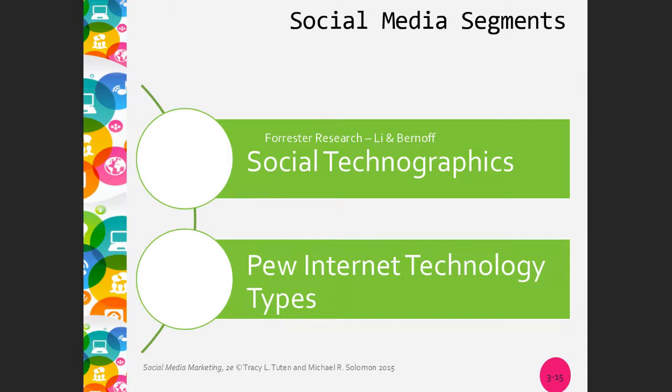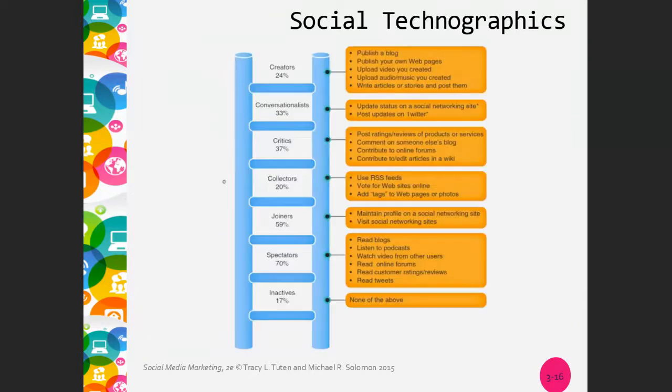Forrester Research, which led to a book by Li and Bernoff, they created through research some defined social media segments, as did Pew, which is a big research firm. If you're interested in social media research, Pew Internet Research is a good site to look at. If you're ever interested in what sort of people use Pinterest the most, how many people use social media, that type of thing, they research solely in that area, and it's very interesting. You might could use it for work. We'll talk about them both real quick.